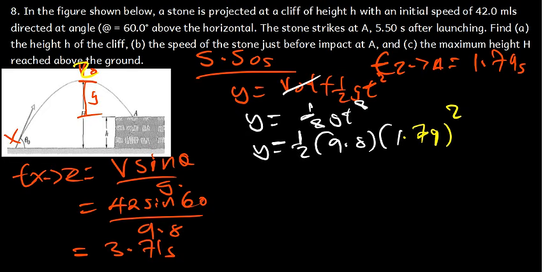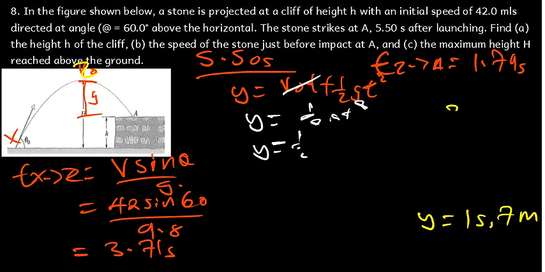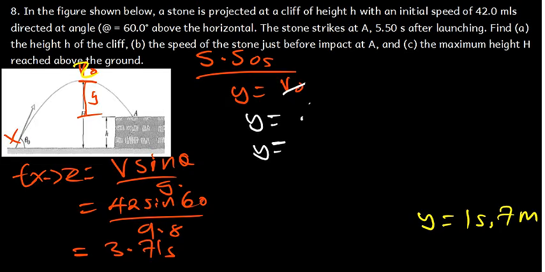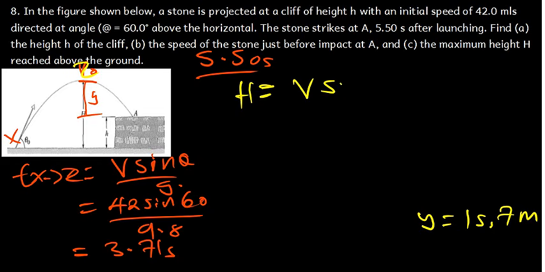Now, if I find this, I can find what? The maximum height. Once I find the maximum height, how do we find it? Remember, the maximum height is given by the formula: V sine theta, squared, divided by 2g. Once I find this, I'm going to do minus this. That will be my h now, the small h.